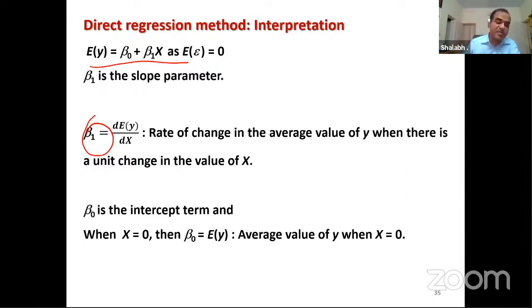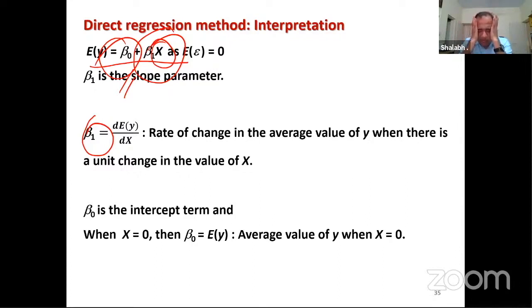And what about beta 0? If you put x equal to 0, then this term becomes 0, and you have only beta 0, and beta 0 is equal to the expected value of y. So this beta 0, which is the intercept term, is going to indicate the average value of the outcome when all the input variables take the value 0. Right. And beta 1 is the rate of change in the average value of y with respect to x. So beta 1 indicates what will be the change in the average value of y when there is a unit change in the value of x.